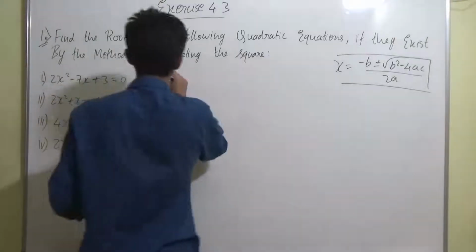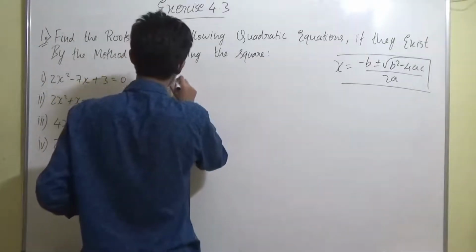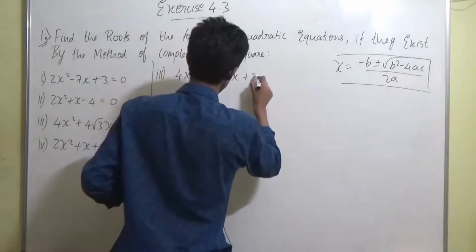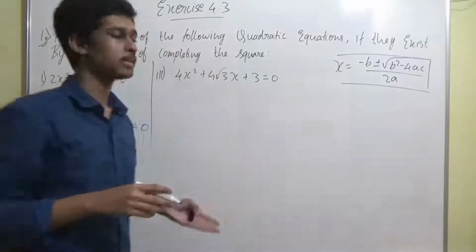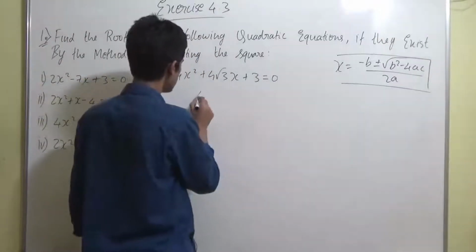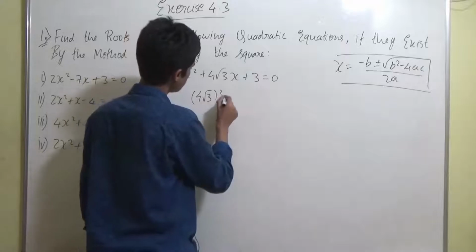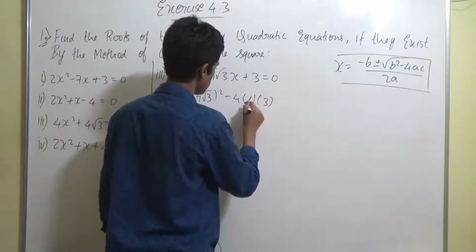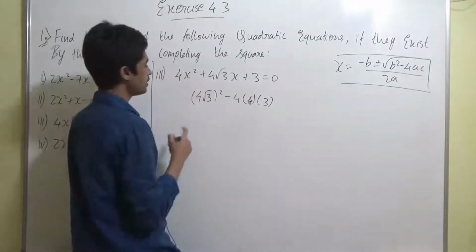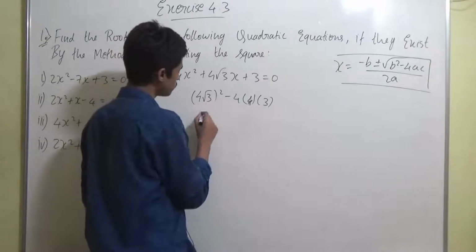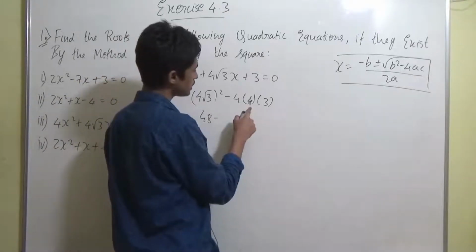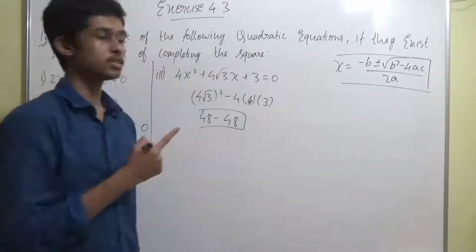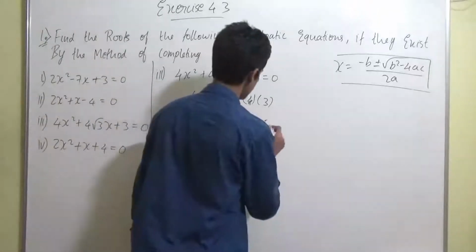Third sub question is 4x square plus 4 root 3x plus 3 equal to 0. So first thing which you have to check is b square minus 4ac. b square minus 4ac is, this is b, square it up, minus 4 into a into c, where a is 4 and c is 3. Now if I do this, it will become 16 into 3, that is 48, minus 16 into 3, 48. Okay, so you are getting b square minus 4ac as 0.